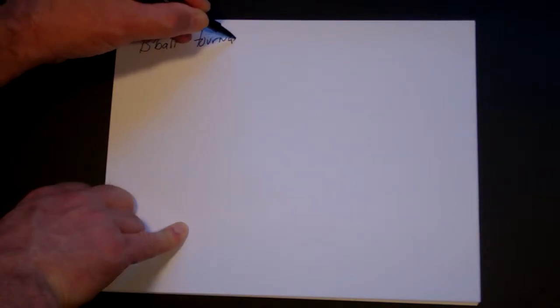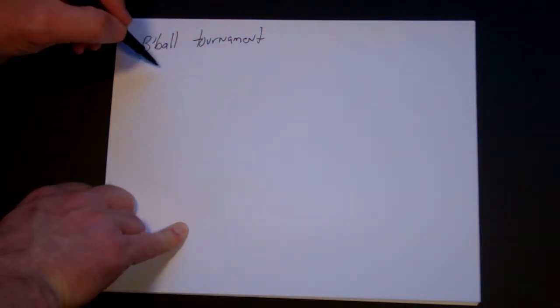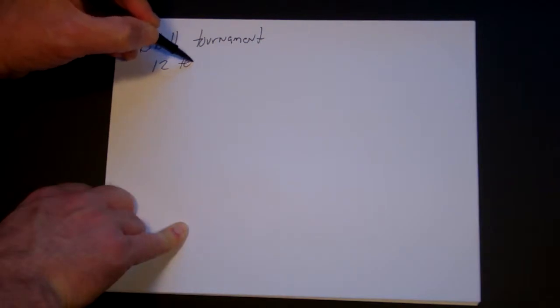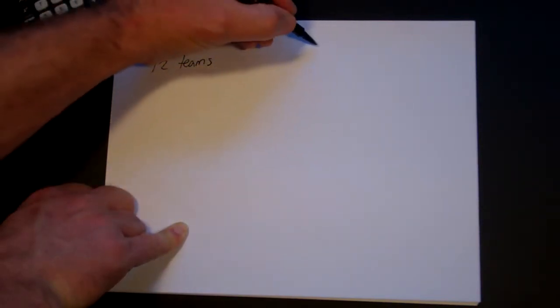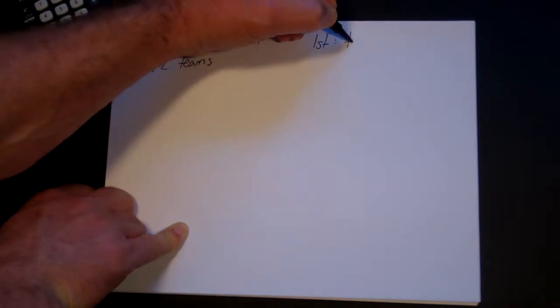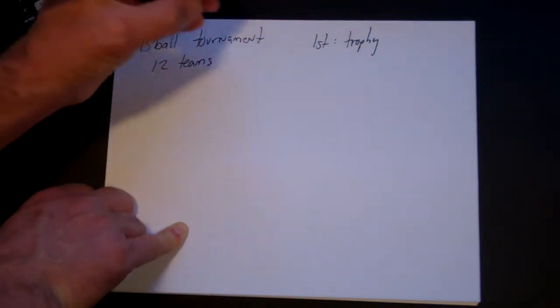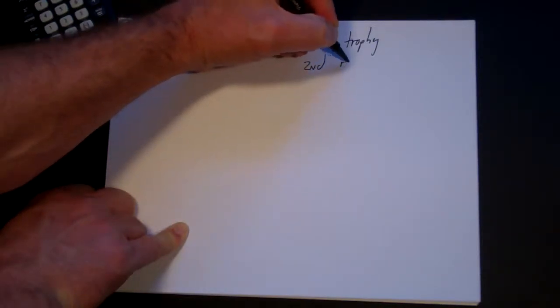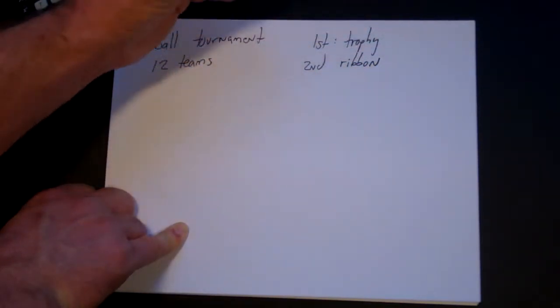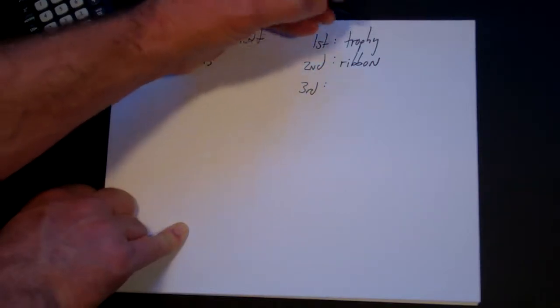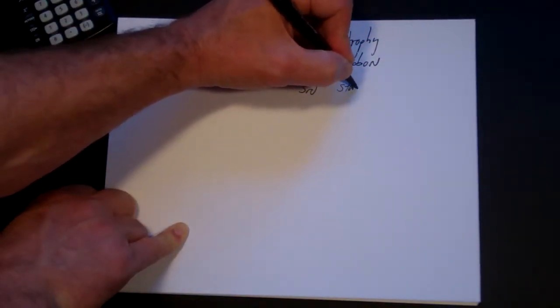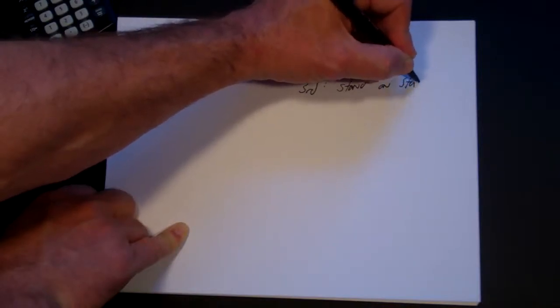Let's look at an example. Let's say that you have a basketball tournament, and in this tournament you have 12 teams. First prize gets a trophy, a first place trophy. Second prize gets a ribbon. And third prize doesn't get a trophy or ribbon, but they get to stand on stage and be introduced.